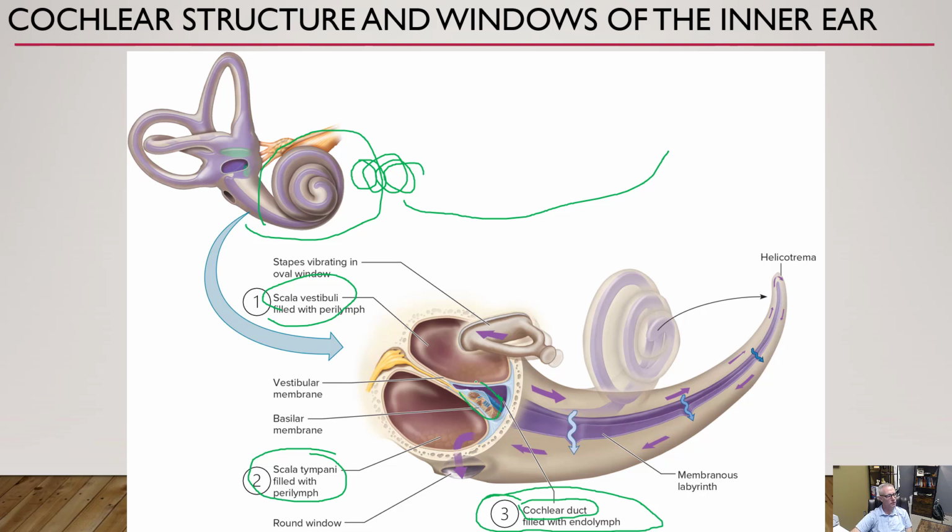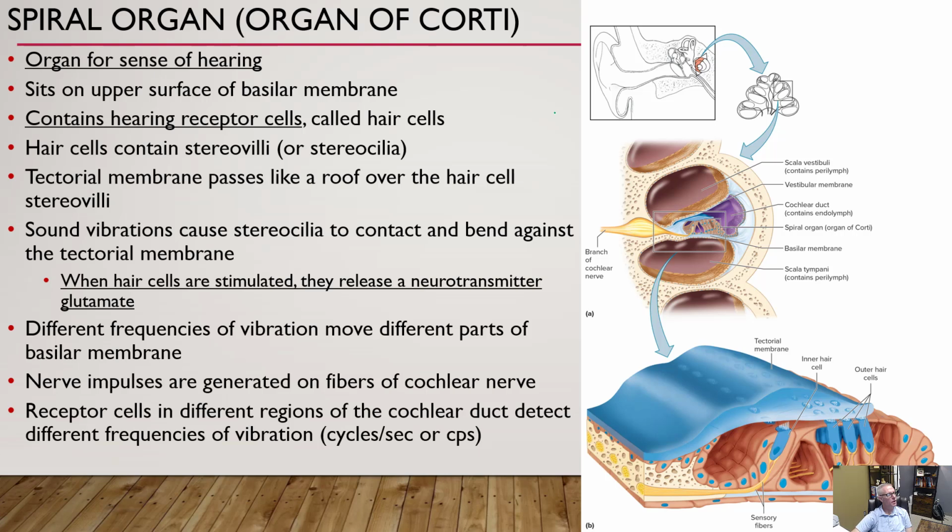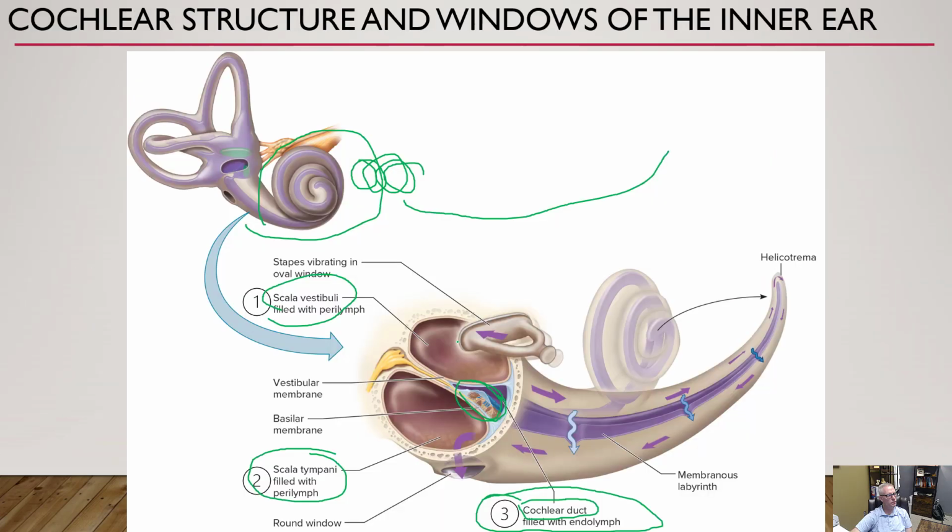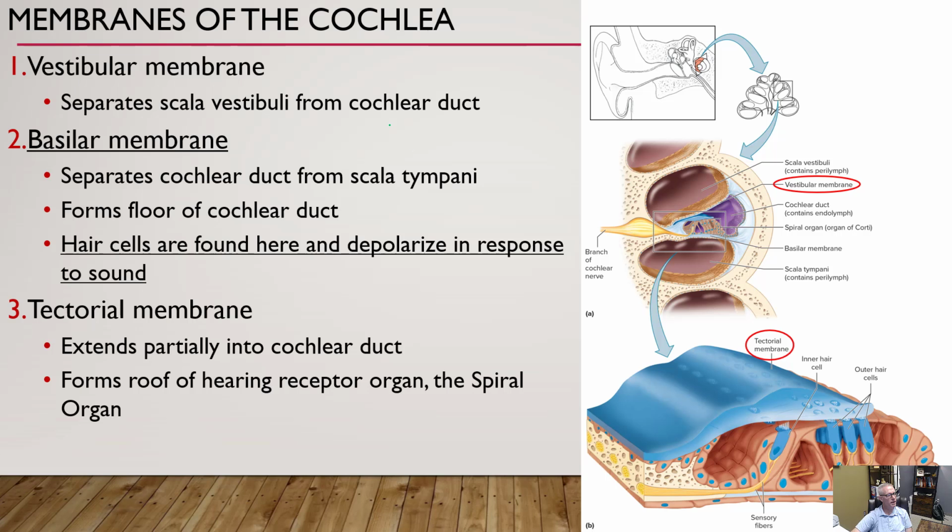And we're going to take a look at this section now. So that spiral organ, or that organ of Corti, so this section that I said we're going to take a look at, here it is, more in a blown up view. So we have those three different membranes, the vestibular membrane, the basilar membrane, and this tectorial membrane.